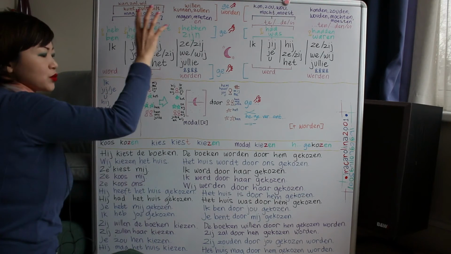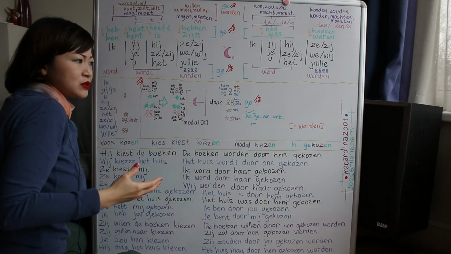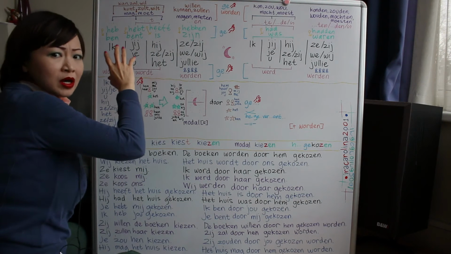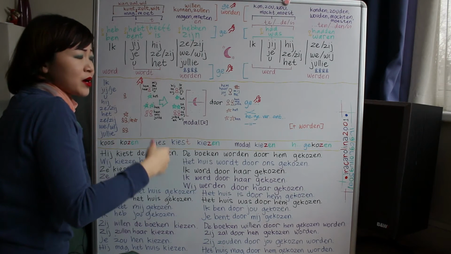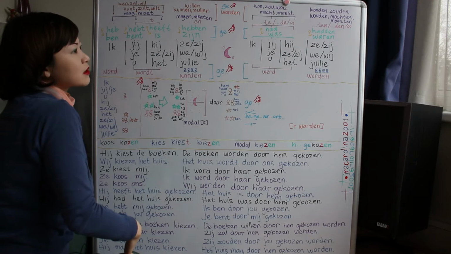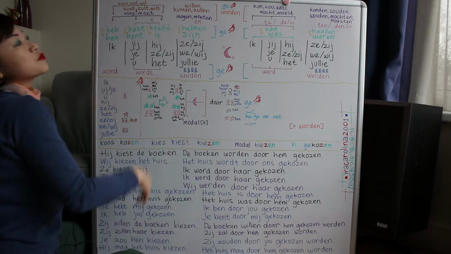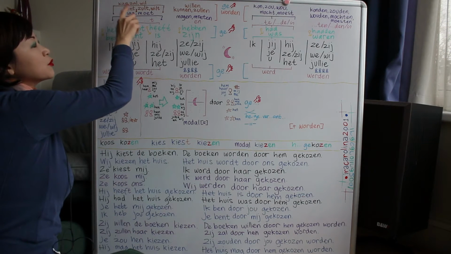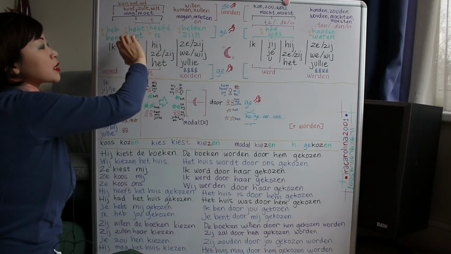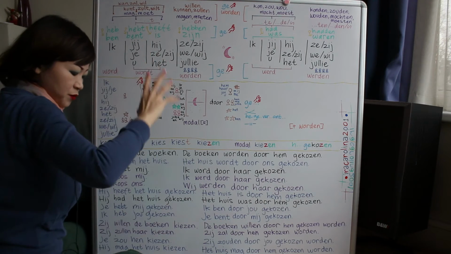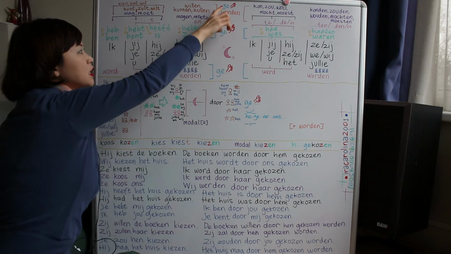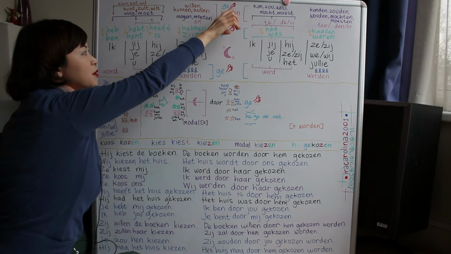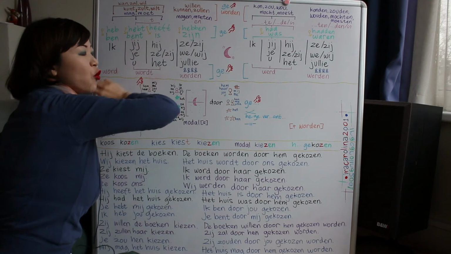And with modals in active sentences, we use the modal word and we use the verb with en at the end of the verb. To make it a passive sentence, we put the modal word and then, instead of using the verb with en, we put ge, the verb, and then we add the word worden.